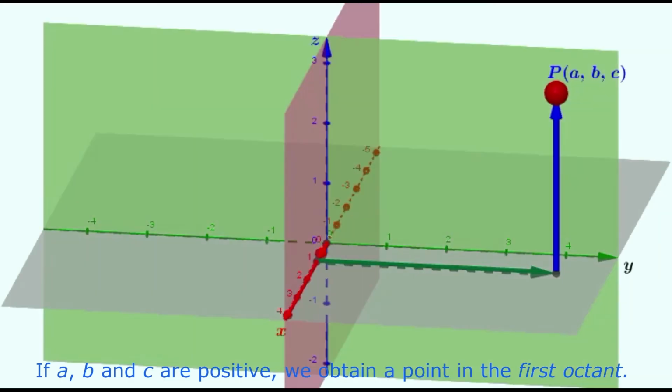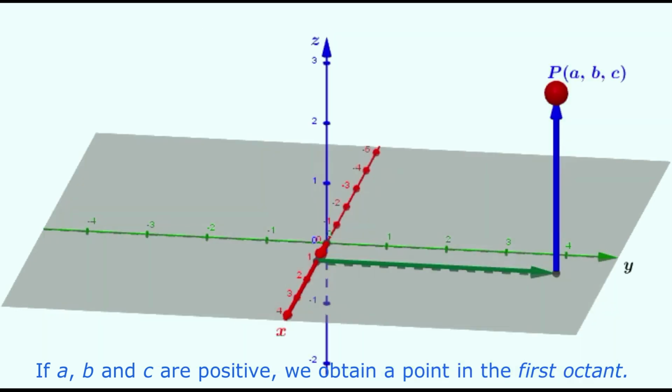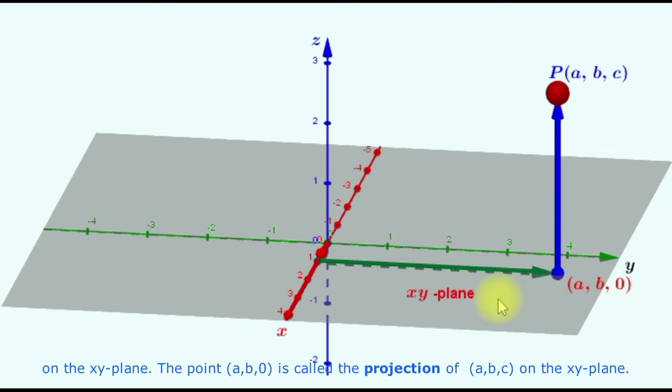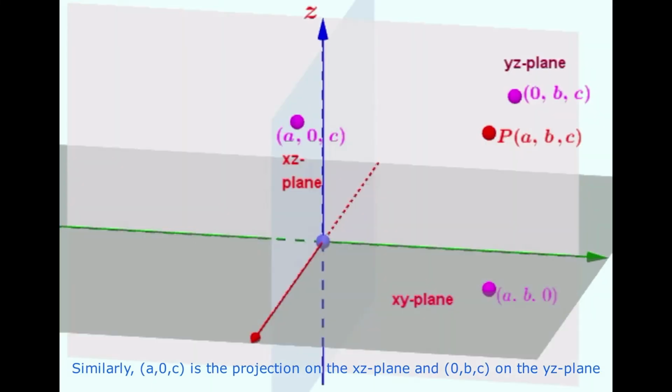If A, B and C are positive, then we obtain a point in the first octant. If we drop a perpendicular from the point P with the coordinates A, B, C, we obtain the point triple A, B, 0 on the xy plane. The point triple A, B, 0 is called the projection of triple A, B, C on the xy plane. Similarly, triple A, 0, C is the projection of P on the xz plane and triple 0, B, C is the projection of P on the yz plane.